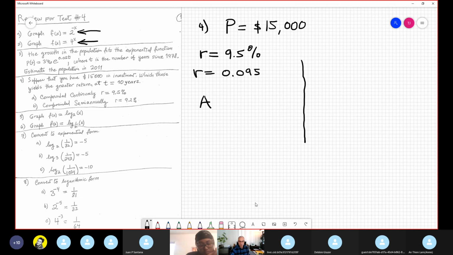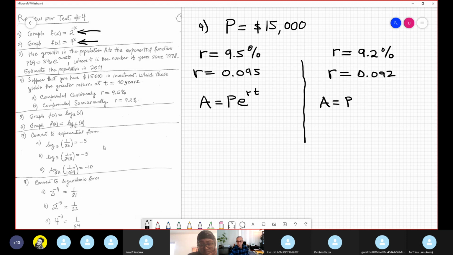The formula for continuous compounding is future value equals present value times e to the RT. It's similar to exponential growth. And on the other hand, we have an interest rate of 9.2%, but this is not continuous compounding. So the interest rate is 0.092. But the formula is different. The formula is A equals P times (1 plus R divided by N) raised to the NT. And in both problems, the common factor is T equals 10 years.